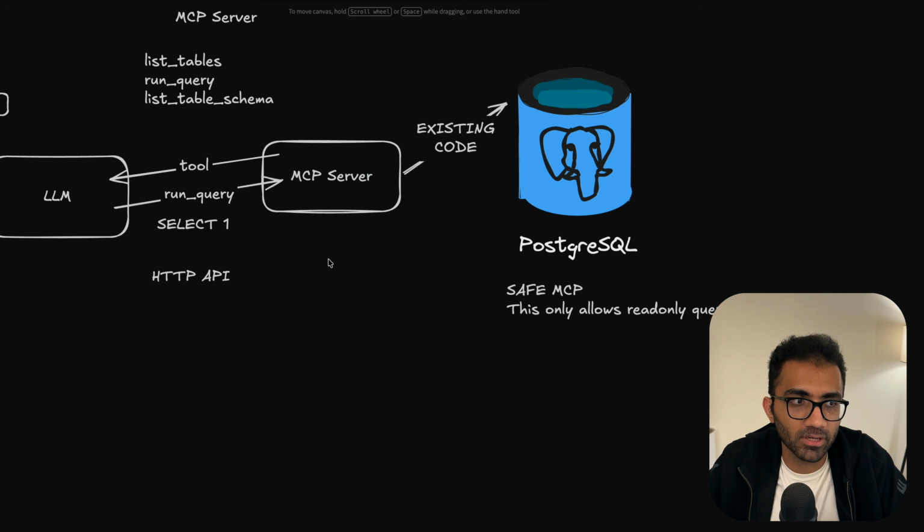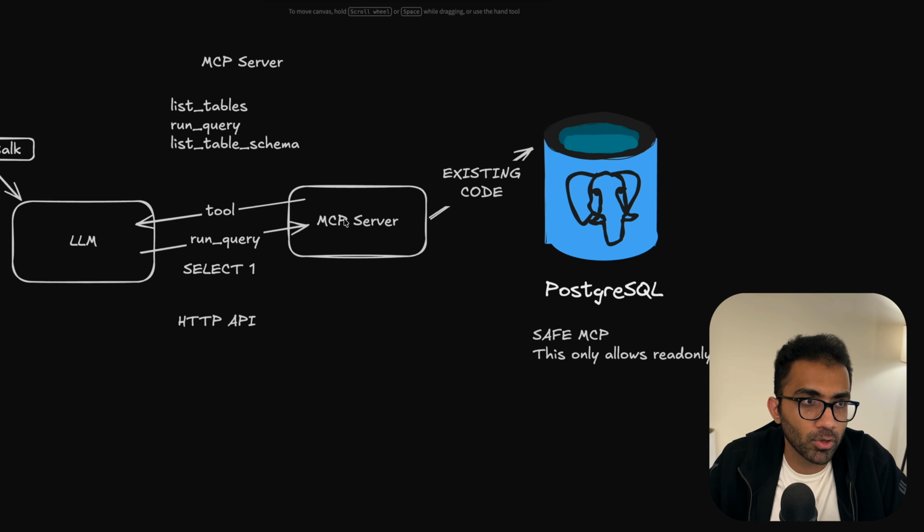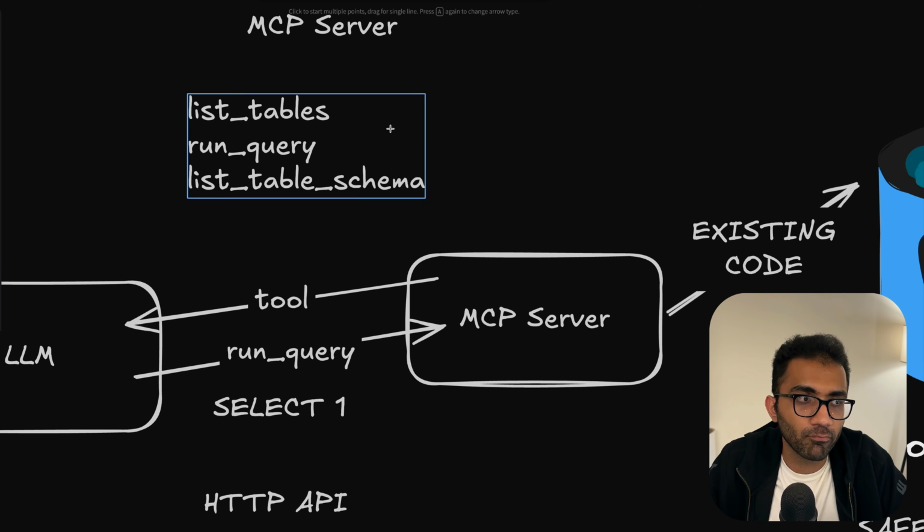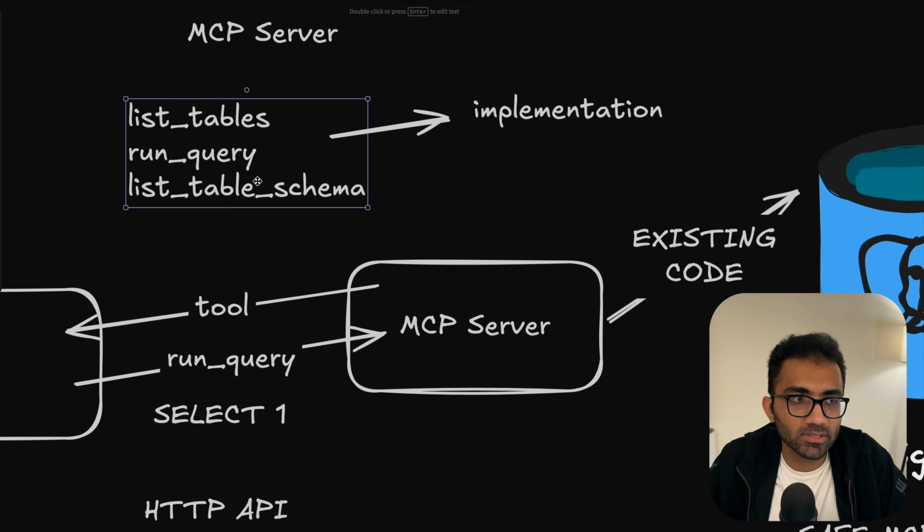So if you are designing, for example, an MCP internally for your own company or for your own use cases, what you have to do is figure out the tools, first of all, like what sort of tools you want, and you have to figure out their implementation. Now, some tools are very simple, right?